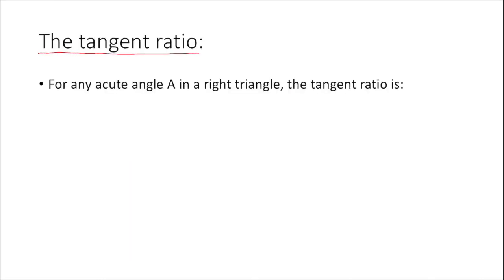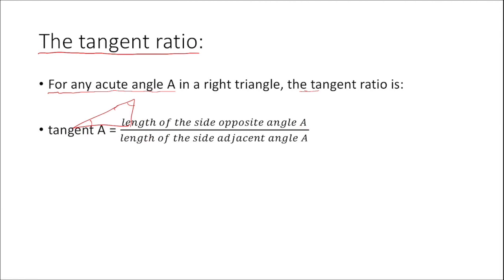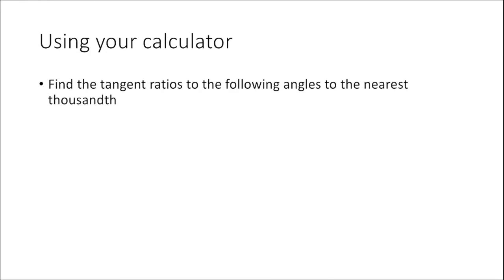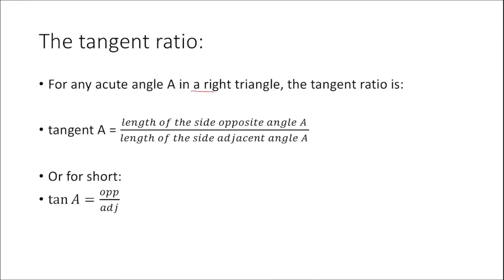So the tangent ratio, for any acute angle, which is any angle less than 90 degrees, is the length of the side opposite angle A divided by the length of the side adjacent to angle A, or opposite over adjacent. Take the opposite side over the adjacent. And by the way, in a right triangle, it's very important that it's 90 degrees.